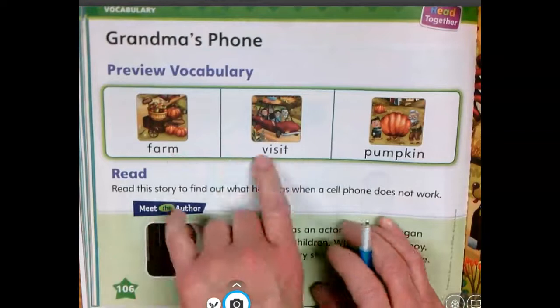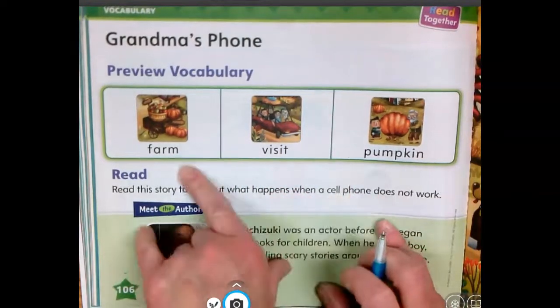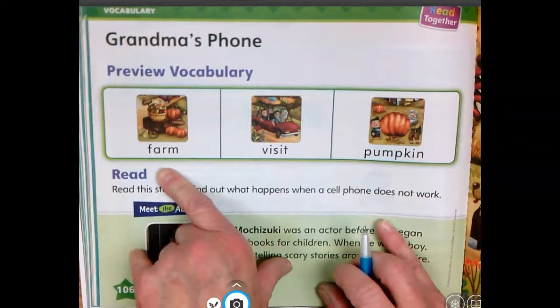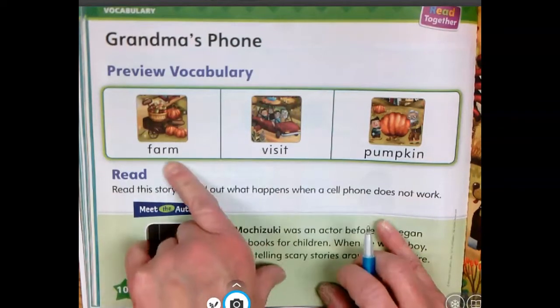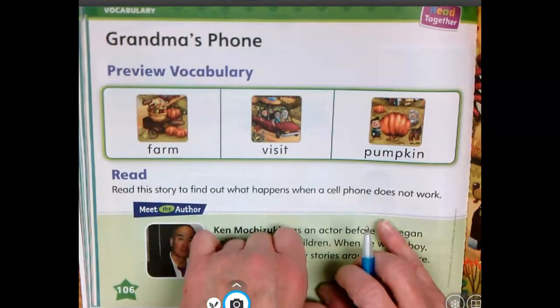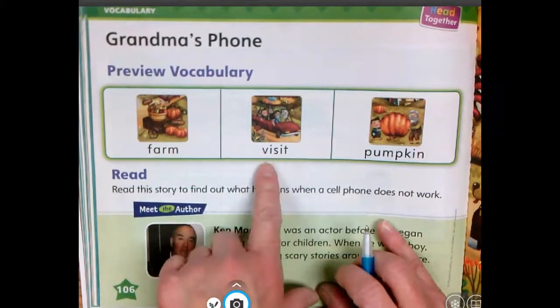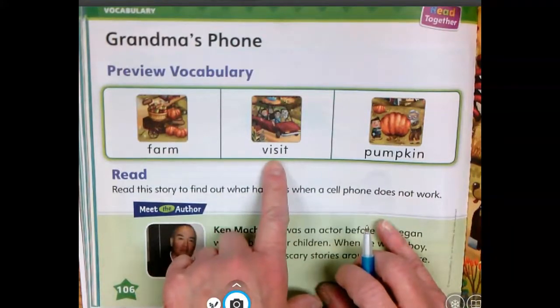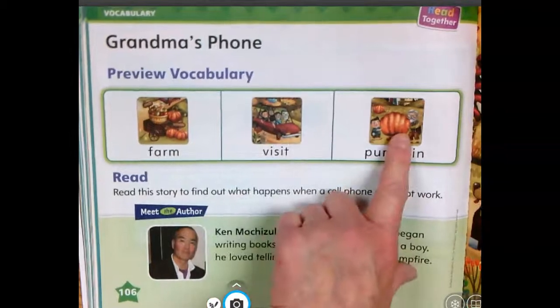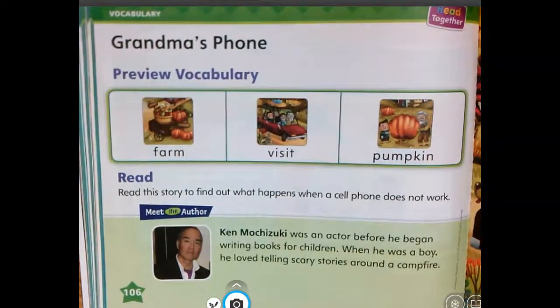So looking at these vocabulary words, where do you think the story takes place? What do you think the setting is? Maybe a farm? What do you think the plot is? Maybe it has to do with a visit. And then in these little pictures, we can see some of the characters.